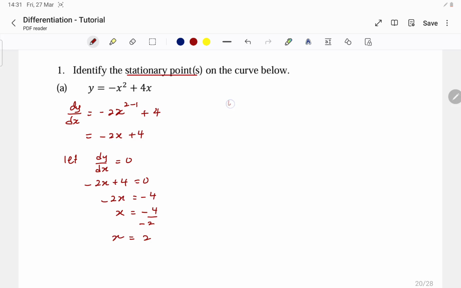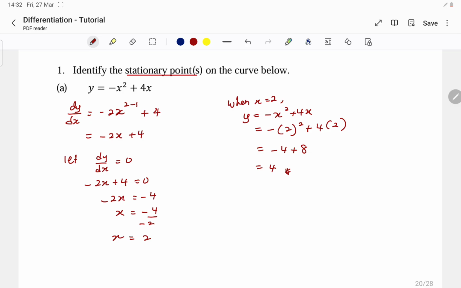You get x, right? So when x is equal to 2, find y. You substitute inside y equals negative x squared plus 4x. You substitute x is equal to 2 inside negative x squared, so negative 2 squared, plus 4 multiplied by 2. So the answer is negative 4 plus 8. Total is 4. Okay, so this is your answer for this one.